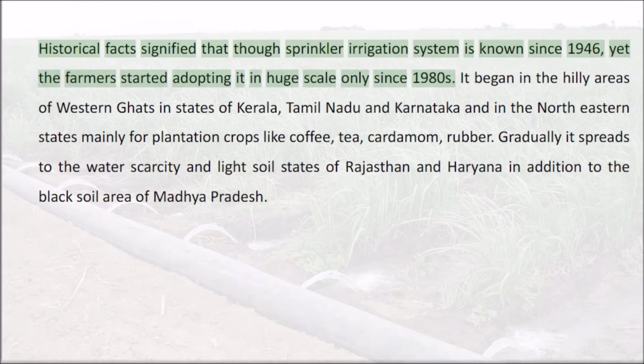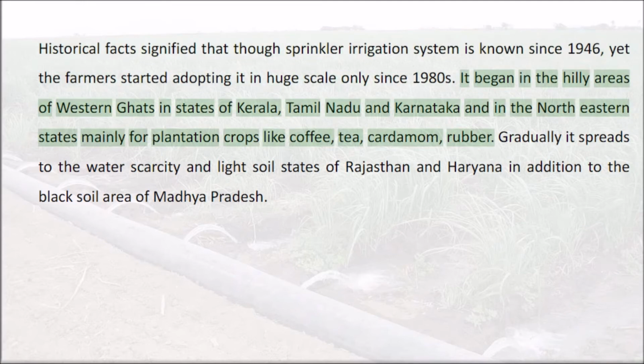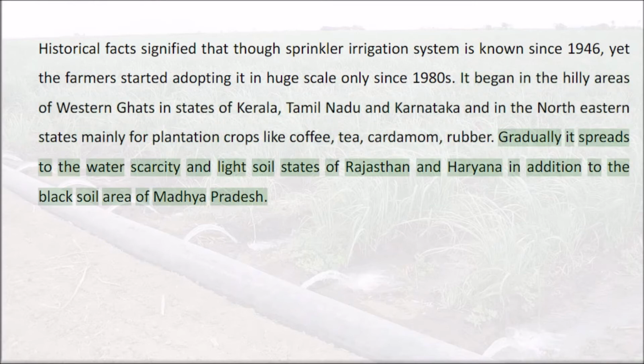Historical facts signified that though the sprinkler irrigation system has been known since 1946, farmers started adopting it on a huge scale only since the 1980s. It began in the hilly areas of the Western Ghats in the states of Kerala, Tamil Nadu, and Karnataka, and in the northeastern states, mainly for plantation crops like coffee, tea, cardamom, and rubber. Gradually it spread to the water-scarce and light-soil states of Rajasthan and Haryana, in addition to the black soil area of Madhya Pradesh.